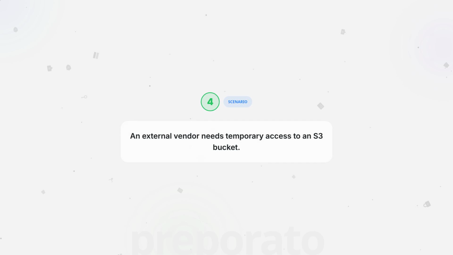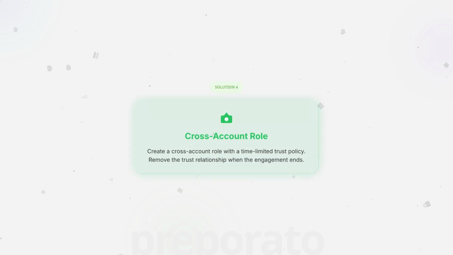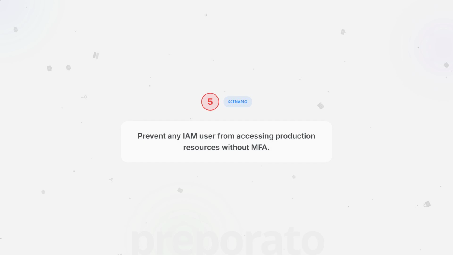Scenario 4. An external vendor needs temporary access to an S3 bucket. Solution: create a cross-account role with a time-limited trust policy. The vendor assumes the role to get temporary access. When the engagement ends, remove the trust relationship. Access is instantly revoked.